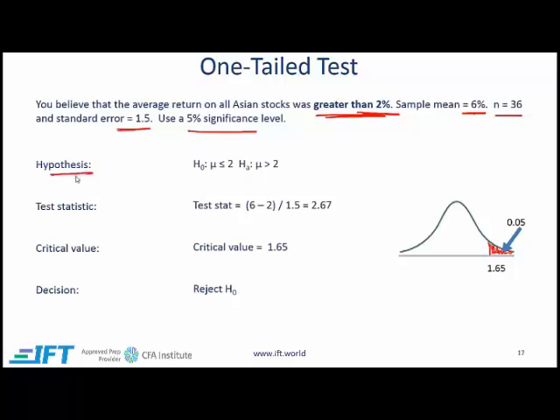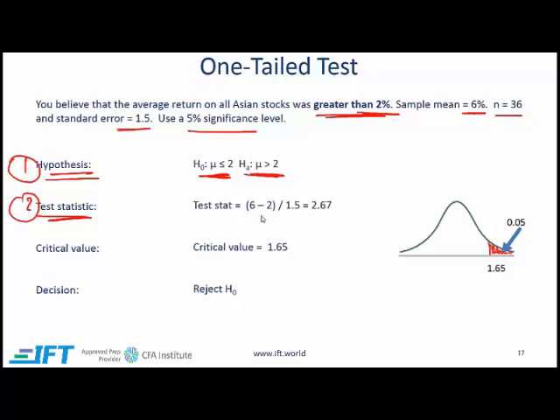So notice here in our hypothesis, if you believe that the return is greater than 2%, that's the alternate, and then the other one is the null. The equal to sign always has to be in the null. So mu is less than or equal to 2, so that's the null. So again, step 1 is coming up with the hypothesis. Step 2 is the test stat.